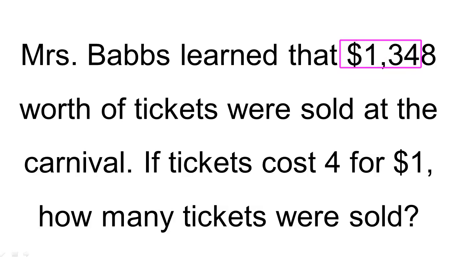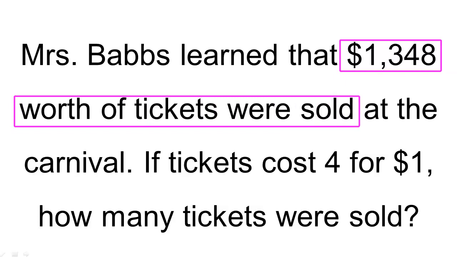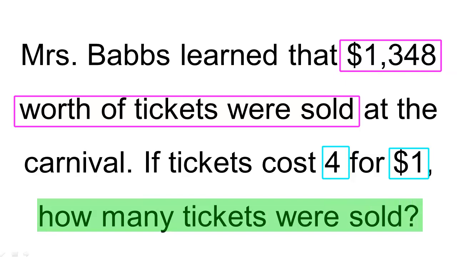So there was $1,348 worth of tickets sold. Okay, so we have $1,348, and that's the tickets that were sold. They made that money off the tickets. And then we're selling the tickets for $1. Okay, so for every $1 you spend, you get 4 tickets. So how many tickets were sold? We want to know how many total tickets we sold if we made $1,348.